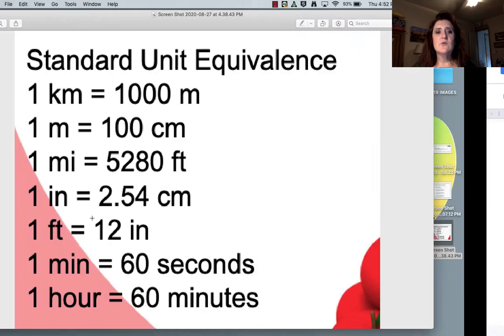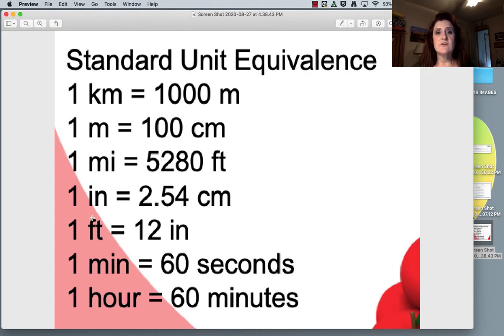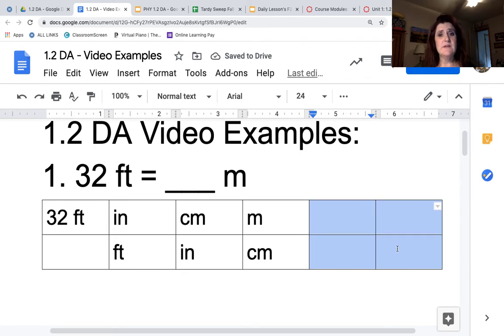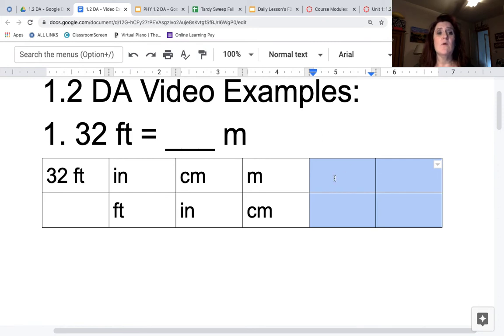Based on your conversion chart, your standard unit equivalents, your feet would go on the bottom to cancel them out, and feet will turn into inches. Your inches would go on the bottom and would turn into centimeters, and your centimeters would go on the bottom, turning into meters. Now, I don't need these last two boxes, so I can delete them or just leave them blank, because meters is what I'm going to end up with.